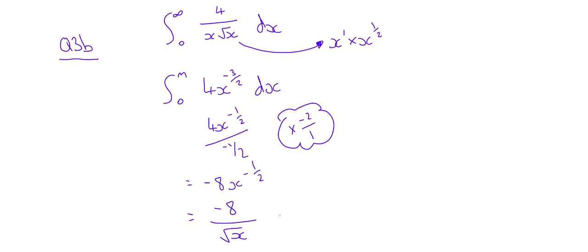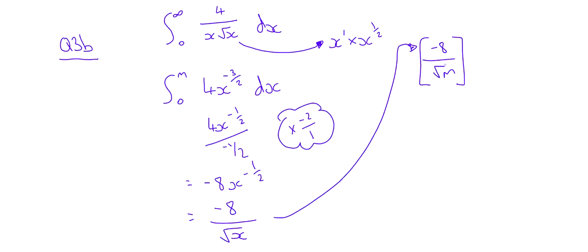So if we go up here, I've got negative 8 over root m. And then I'm going to subtract negative 8 over root 0. You can see that this is impossible. So the problem is we've only got one piece of information. So what we need to do is check what happens as it tends towards infinity and what happens as it tends towards negative infinity, because we don't have any information to compare it to on one of the sides.